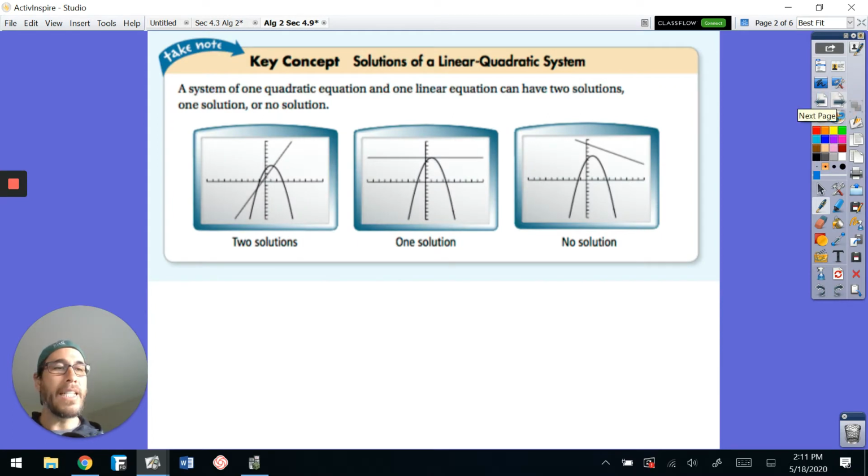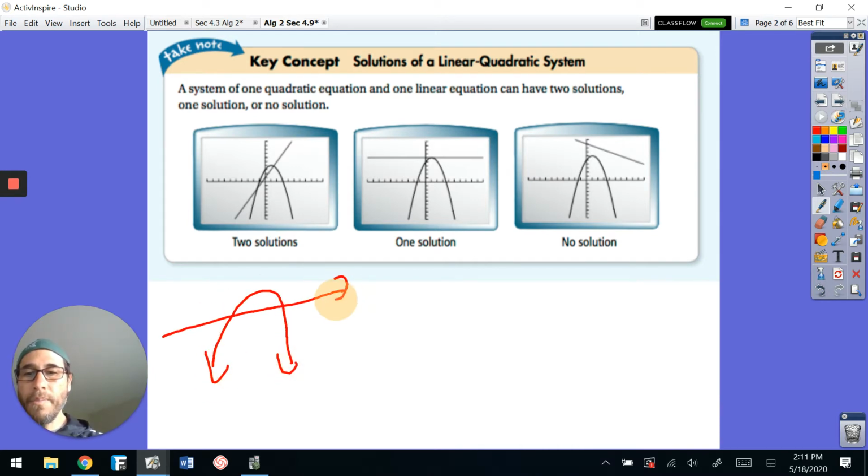Now I need you to have these in your notes. There are 3 things that can happen when you're graphing a linear, which is a line, with a quadratic system. One situation you could get is a parabola and a line. What do you notice about that line? How many times does that line hit the parabola? 1, 2, 2 times. So then we say that there are 2 solutions. Now, why do we say there are 2 solutions? Well, there are 2 points where they share the exact same solutions. That's why.